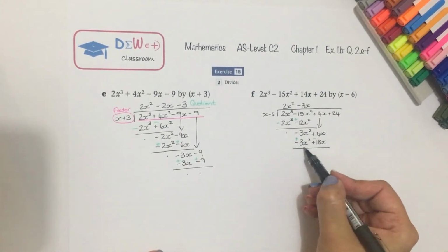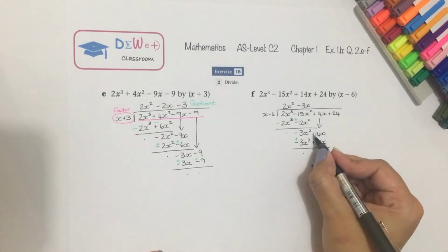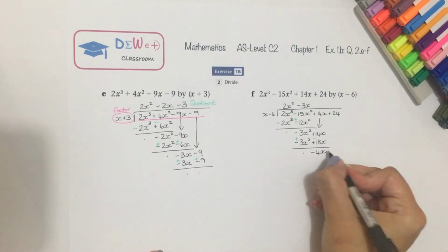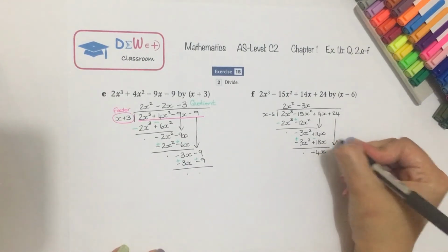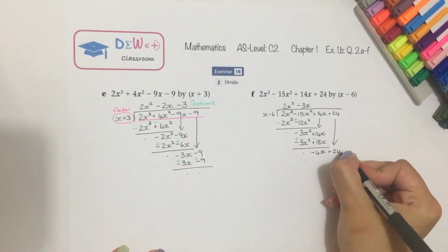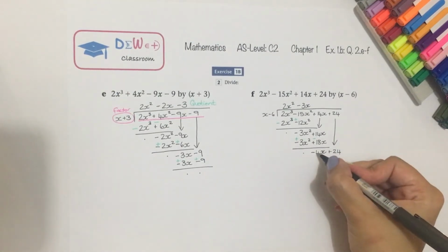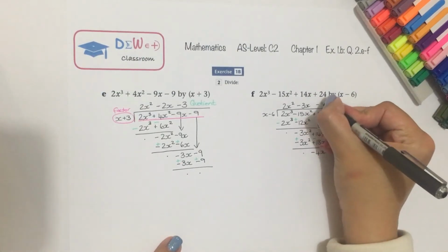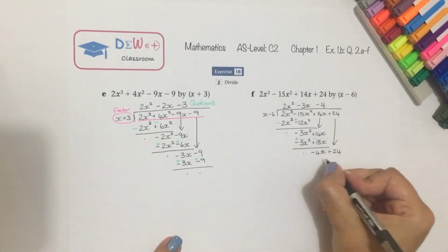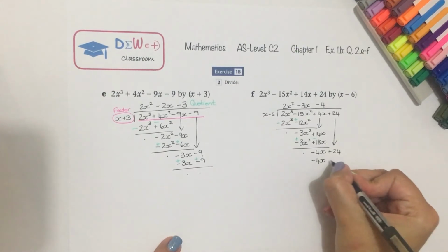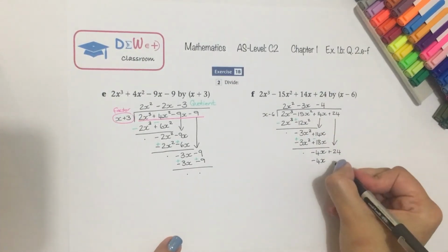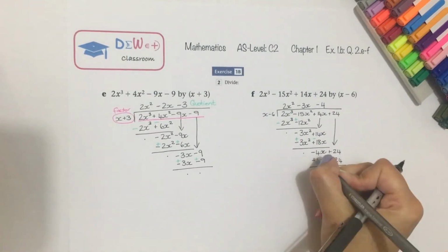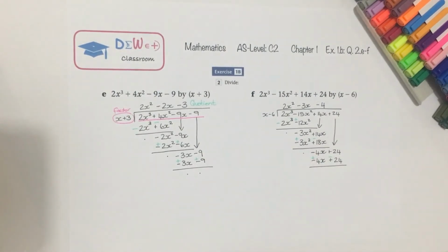Minus 3x squared plus 3x squared is 0. Plus 14x minus 18x is minus 4x. We bring down the plus 24. Minus 4x divided by x is minus 4. Minus 4 times x is minus 4x. Minus 4 times minus 6 is plus 24. And when we subtract them from one another, we change the signs.